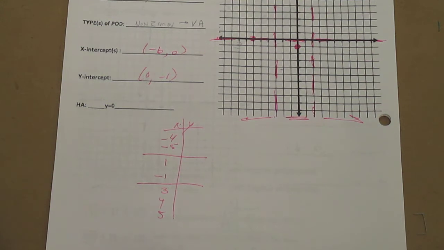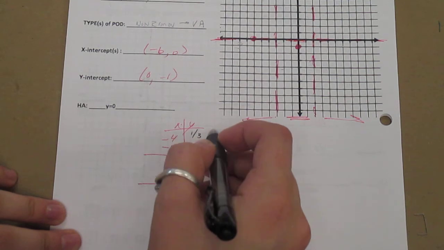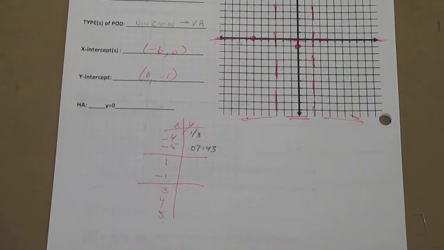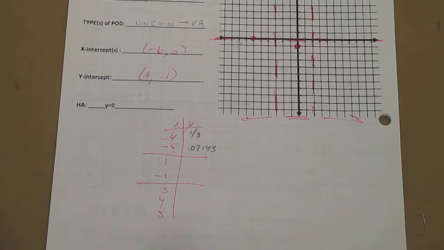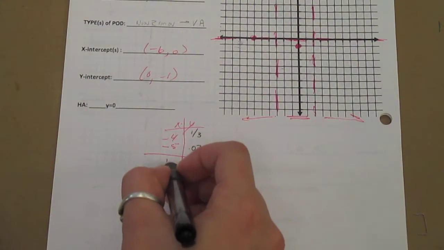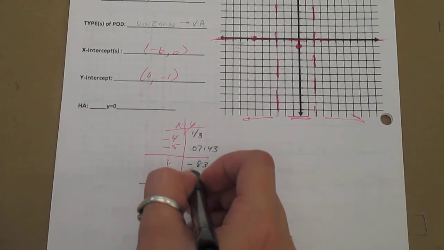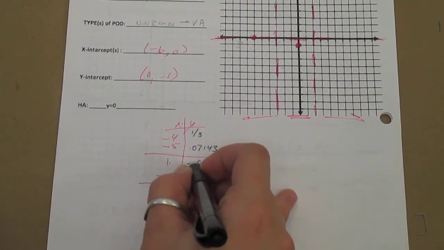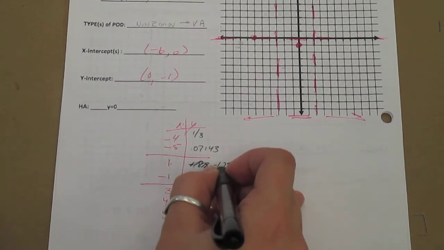So I already did these. So -4, I would get 1/3. -5, I get 0.07143. If you did fractions, that's totally fine. And if you want to check if your fractions are equivalent to my decimals, just plug them right in the calculator, or you could divide. -1, I get -0.83. I'm sorry, that was -1. -1 is -0.83. And 1 is at -1.75.